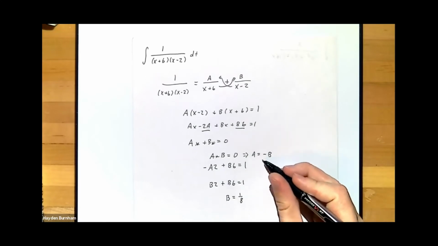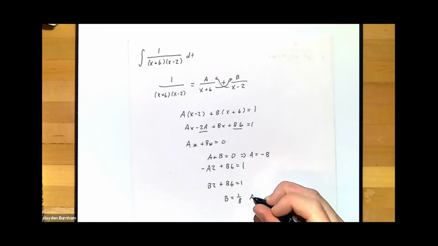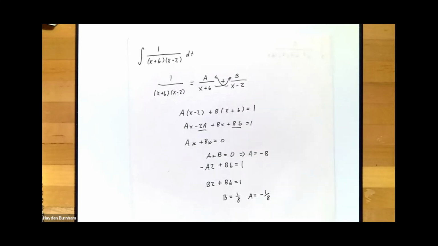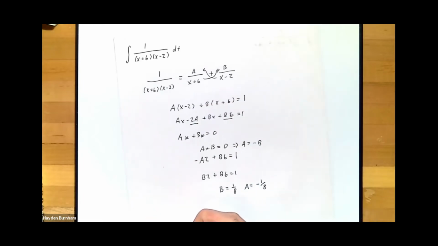And then since we know a is equal to negative b, we know a must be equal to negative 1 over 8. And then taking that back to our original equation, we would get negative 1 over 8 over x plus 6 plus 1 over 8 over x minus 2.